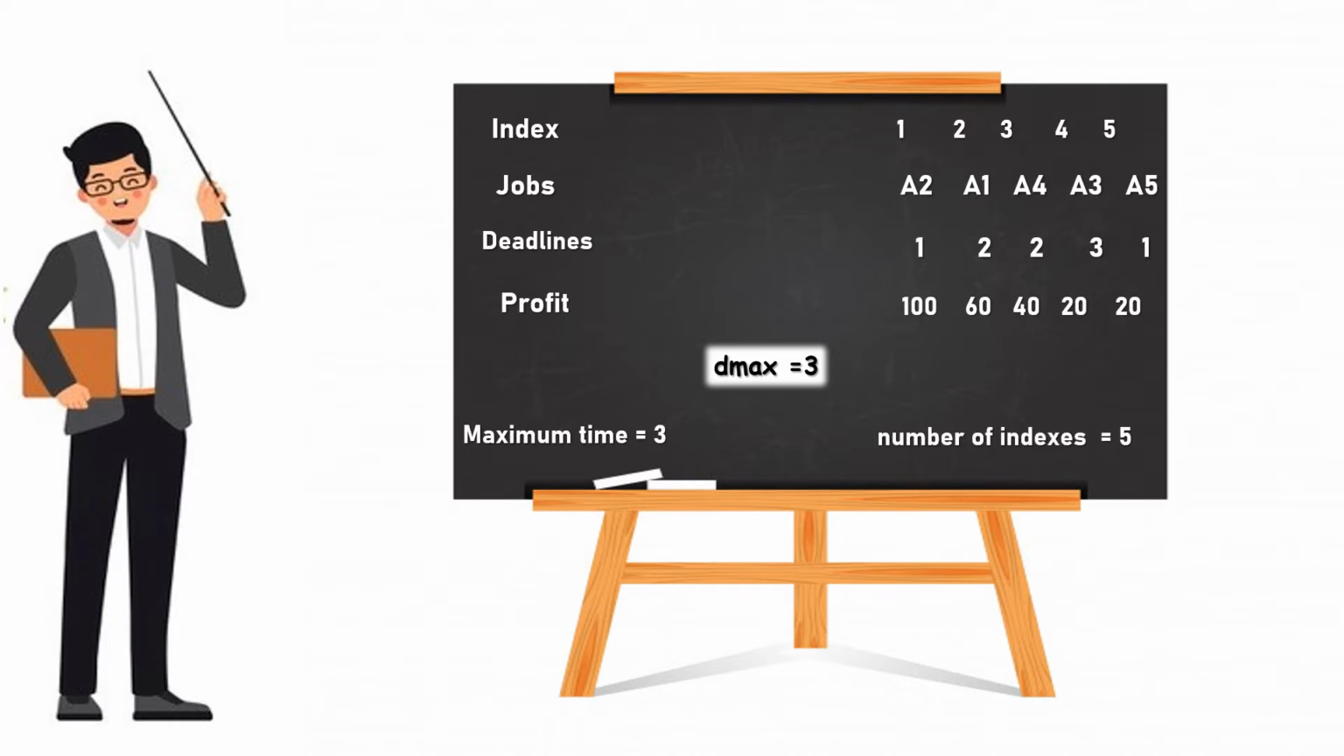Let's check according to the example. Here, for index 1 we have job A2. The deadline to complete the job is 1. Next, the deadline for job A1 is 2. Next, I will not prefer to take A4 because from the perspective of time we would not be able to complete two jobs at the same time. So next is A3, deadline is 3. Next is A5 with deadline 1. As A5 and A2 have the same deadline, I will prefer to reject A5.